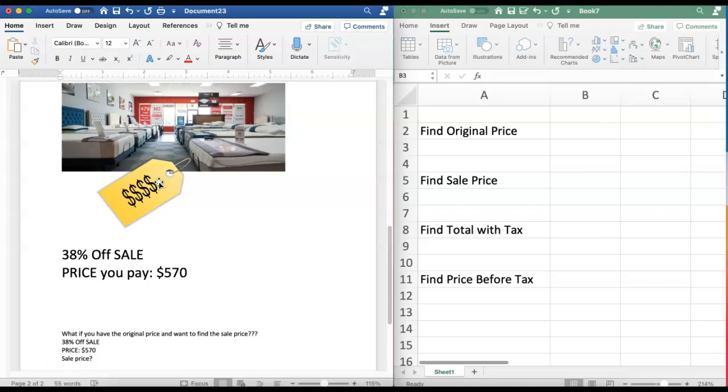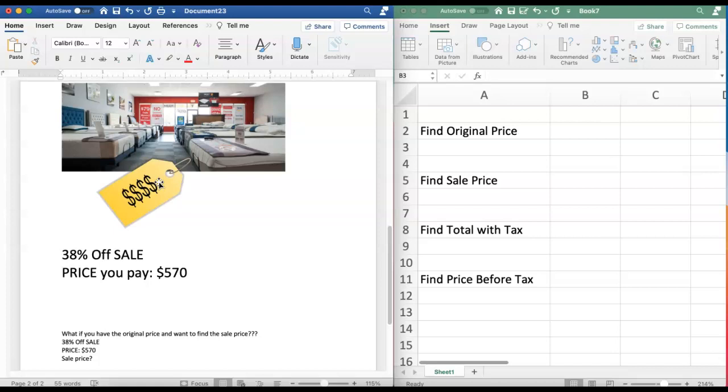Maybe this price tag is damaged, or they didn't tell you the original price, so you just have to take their word for it that they've already done the 38%, which is why I think it's important to know this, so that maybe you calculate it and you see the original price and say, wait a minute, you calculated that wrong, or something like that.